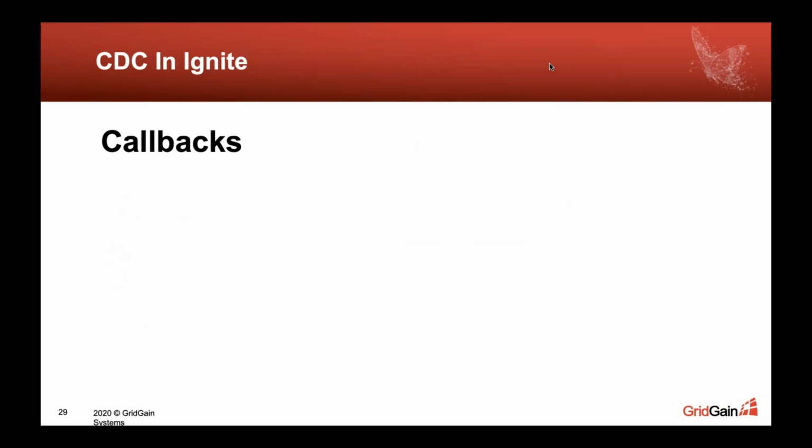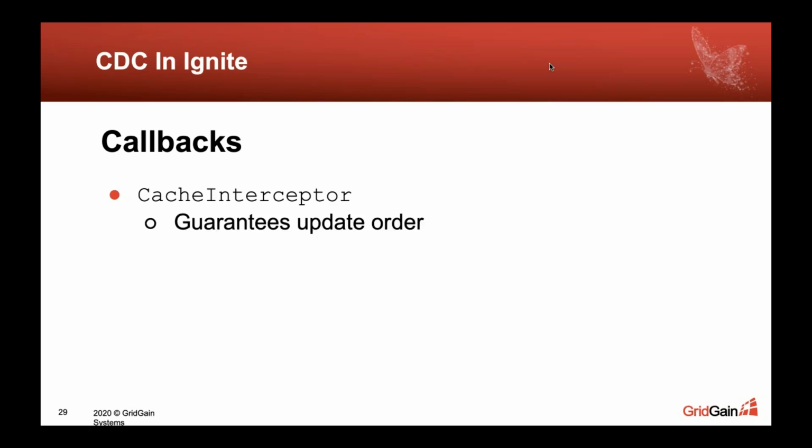Now let's see how you can actually capture the changes in Apache Ignite. The first approach that we've talked about, other than the update markers, is callbacks. And in Ignite, you'll have essentially two kinds of callbacks. The first one is cache interceptor. Of course, it guarantees update order because it is invoked synchronously, as we may remember, and the interceptor may alter the inserted value.